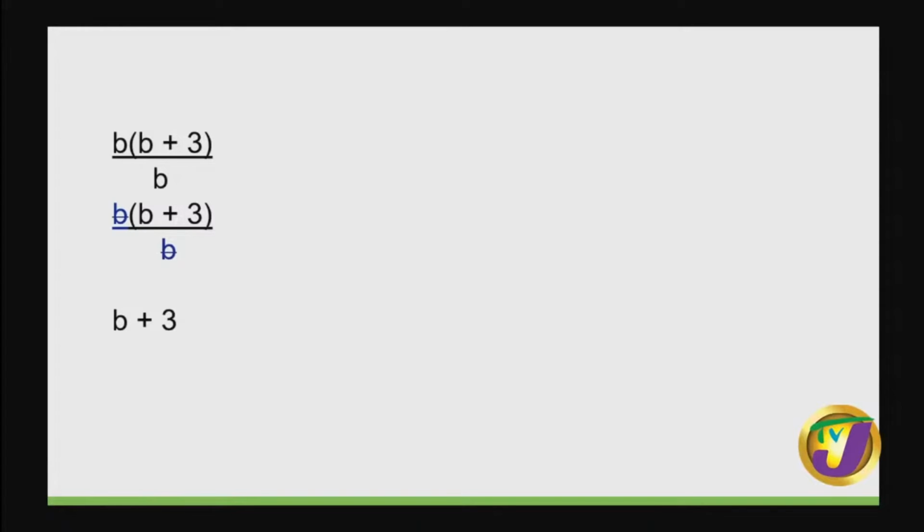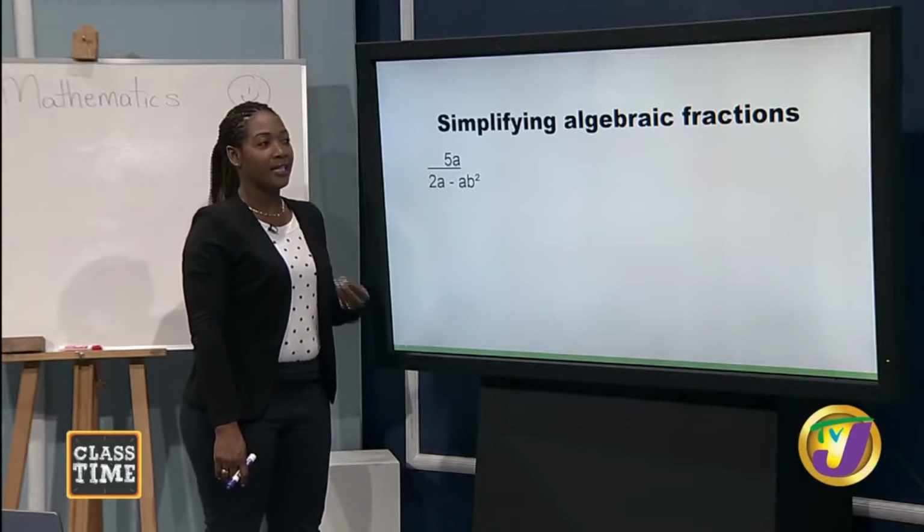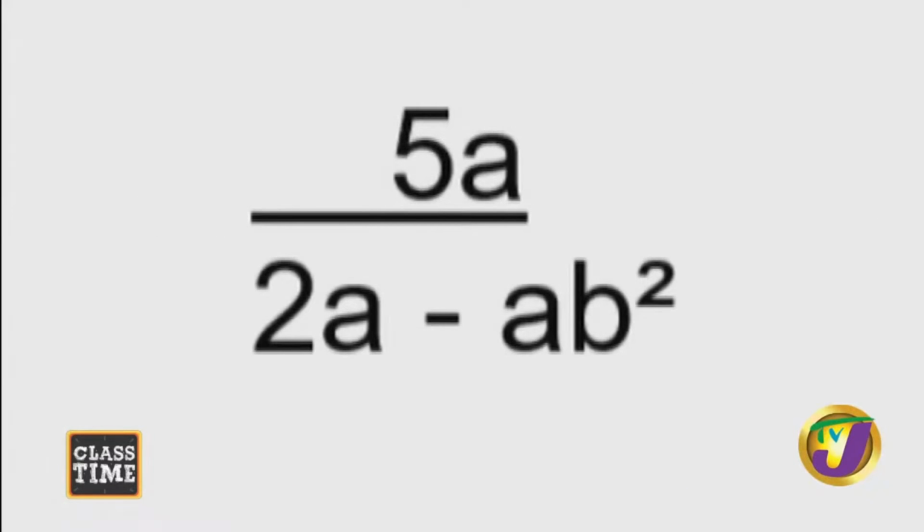All right, guys, before we go into any more, just remember that algebra is easy. We're going to do another one, simplifying algebraic fractions. As said before, an algebraic fraction looks like a regular fraction. It has a numerator and a denominator. However, in this one, you will have algebraic terms or what we call expressions, either in the numerator or the denominator, or even both, like this instance. So the algebraic fraction we have here is 5a all over 2a subtract ab squared.